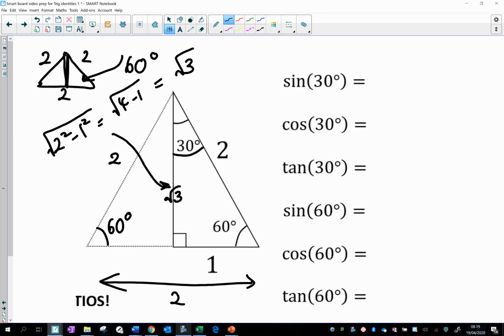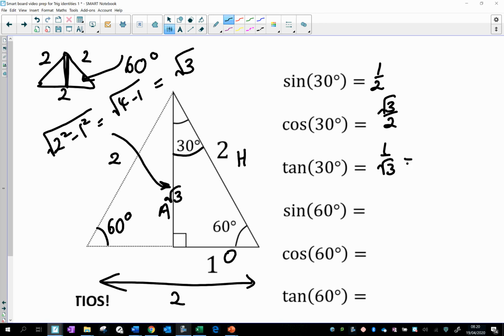Okay, so let's start with 30 degrees. We're going to find sin, cos, tan of 30 degrees. So 30 degrees is up here, which means that the hypotenuse is here, the opposite is the 1, and the adjacent is the root 3. Sine 30 is opposite over hypotenuse, so that's 1 over 2. So sine 30 is a half. Cos 30 is adjacent over hypotenuse, so that's root 3 over 2. And tan 30 is opposite over adjacent, which is 1 over root 3.